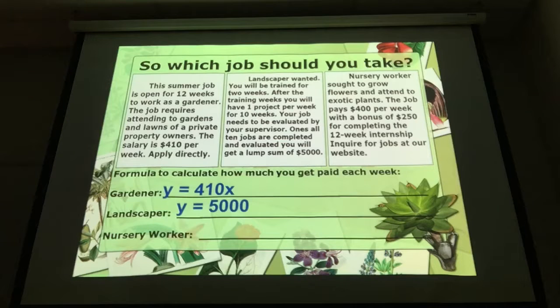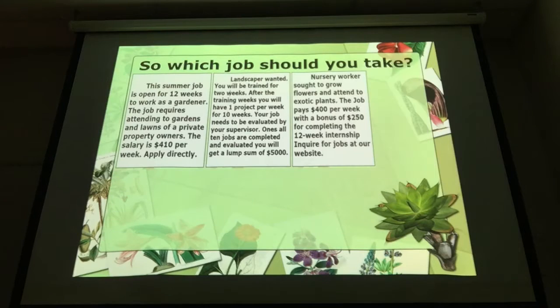Now, for the nursery worker, to recall, we said that you're getting $400 per week, and again, we're going to call X the weeks. So it's going to be 400 times X, but then we go ahead and add the 250 because that right there is going to be added once 12 weeks is up. All right, so this is the addition to what we did before.